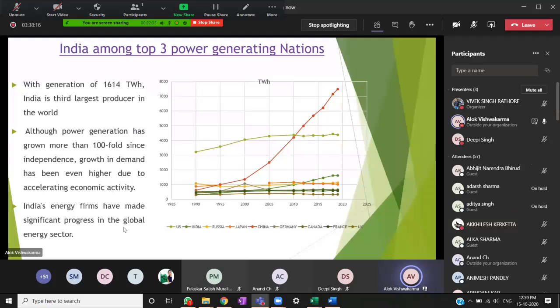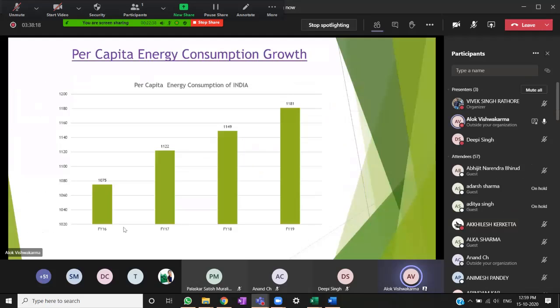This shows per capita energy consumption and energy growth. Per capita energy consumption is nothing but a kind of per person average. In financial year 16, it is around 1075. Now, the latest one is 1181. So this growth is going to increase year by year.